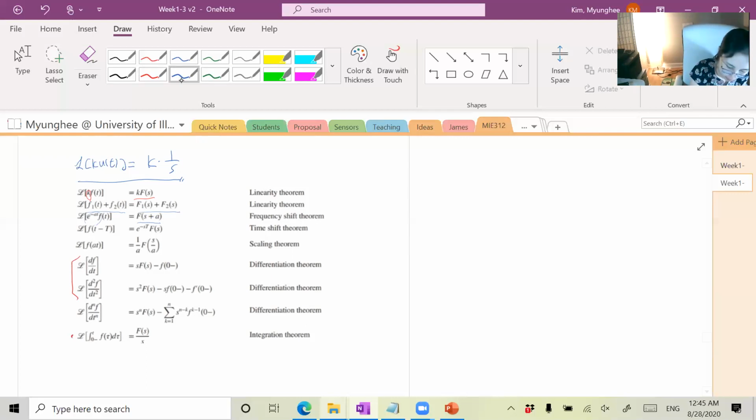This is because, let's say f is the position x. Then dx over dt is the velocity, which you will see a lot in the mechanical system. And then the Laplace transform of dx over dt is nothing but s times X(s) minus f(0), which is called the initial condition.